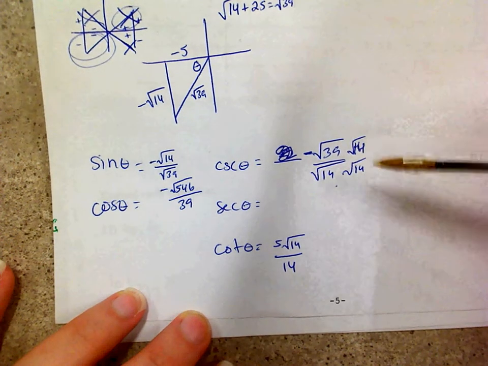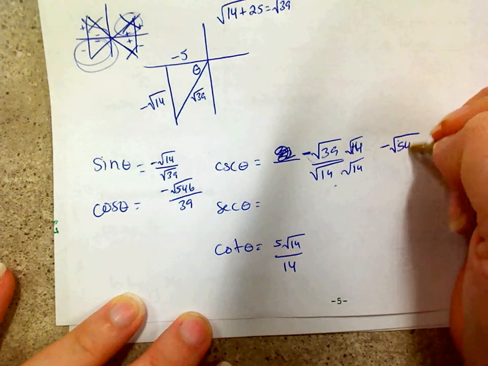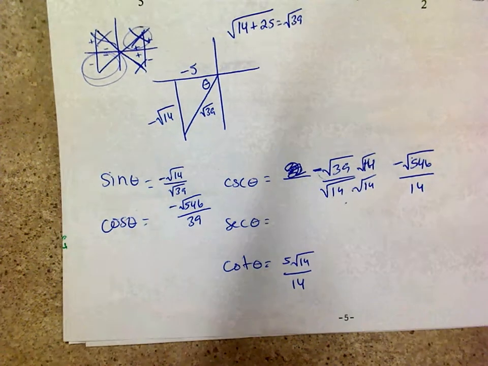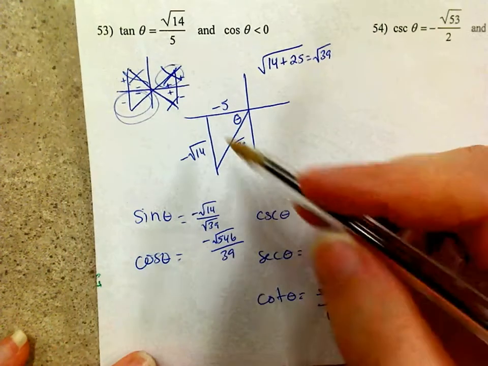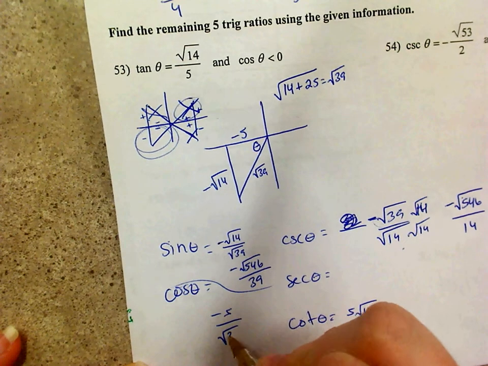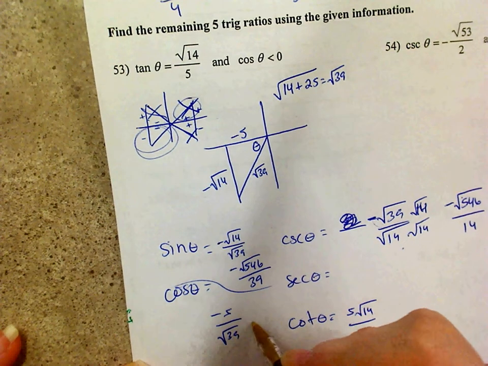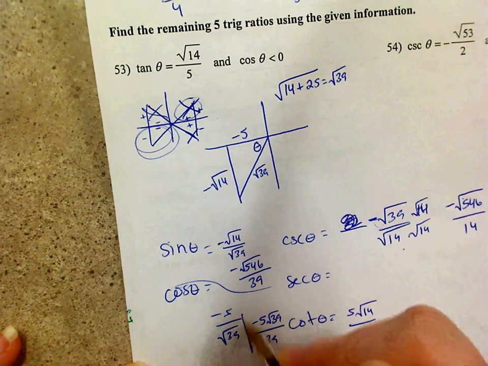Okay. Cosine is adjacent over hypotenuse, so negative 5 over the square root of 39, or negative 5 square root of 39 over 39. And then secant is reciprocal of cosine. If cosine is negative 5 over the square root of 39, then this is negative square root of 39 over 5. And there we go.